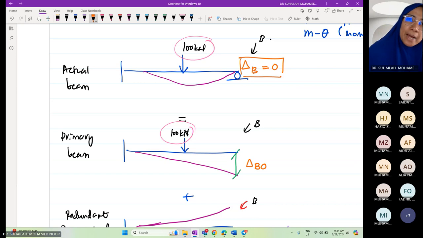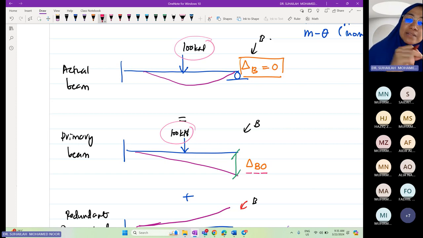Okay, so ni membezakan between system. Yang atas tu, actual system, it is only delta at point B. Yang bawah, primary beam. So kita nak bezakan setiap label, setiap system. Primary beam, we use the symbol naught to represent primary system. Delta at point B for primary beam. Label tu dah menunjukkan dia tu sistem mana satu.